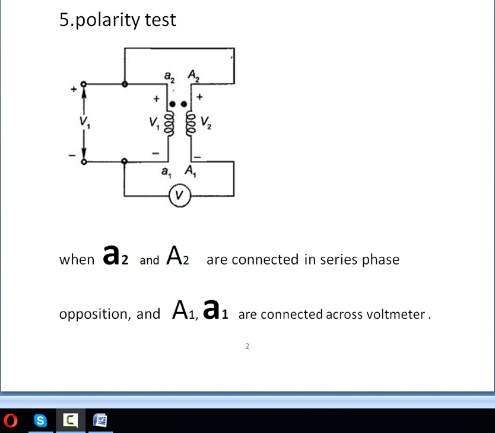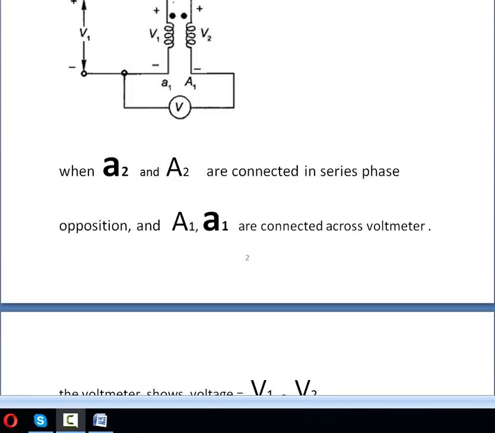Here is a transformer. This is one winding, the primary. This is another winding, called the secondary. Let us assume that the number of turns here and here are the same. The A2 terminal is connected to the capital A2 terminal like this. Similarly, capital A1 and small a1 are connected across a voltmeter like this. Let us say voltage is applied to the primary like this. Then voltages are induced in these two windings, that is V1 here and V2 here.